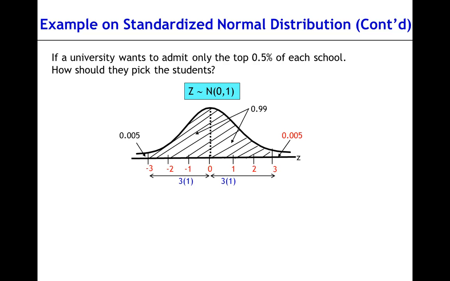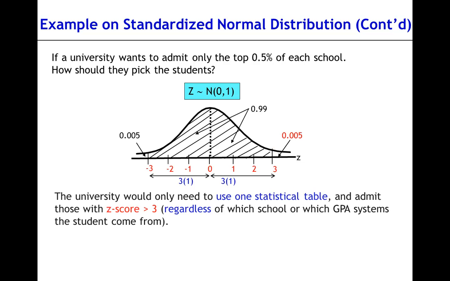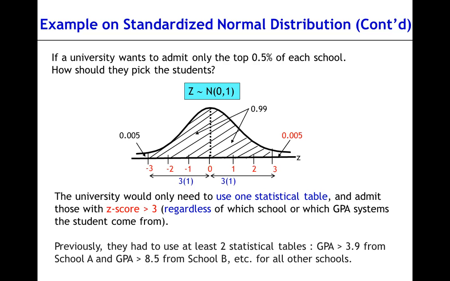The university would then admit those with a z-score of more than 3, regardless of which school or which GPA system the student came from. Compared to what was done previously, where we use at least 2 statistical tables and pick up those with GPA of more than 3.9 from school A and those with GPA of more than 8.5 from school B, this is neater and less prone to error.